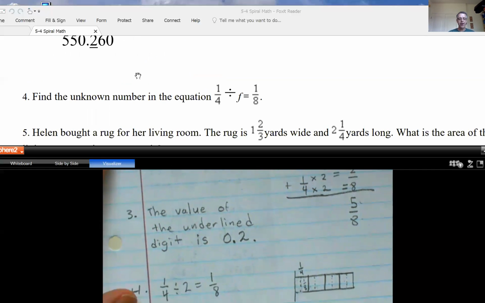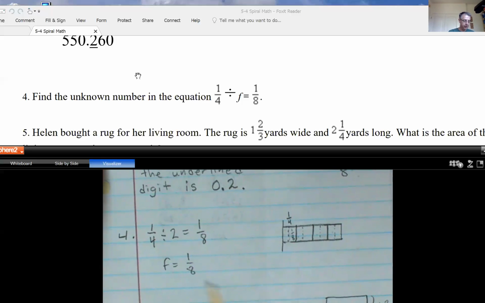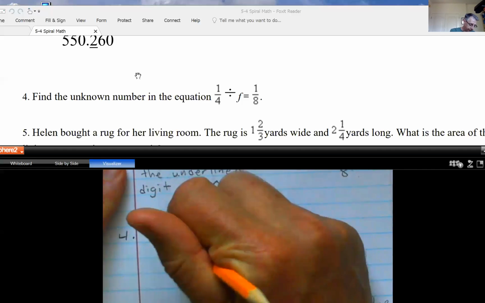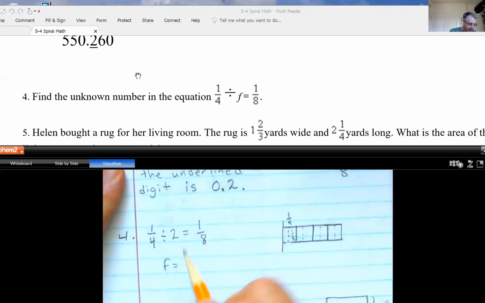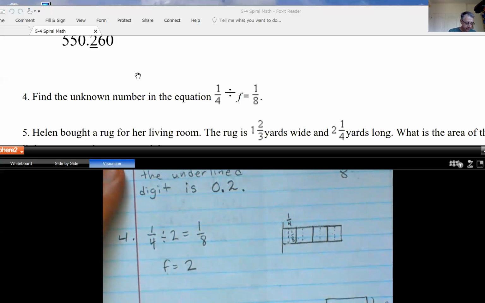For number 4, you're going to find the unknown number in the equation 1/4 divided by f, which is our unknown number, equals 1/8. The answer actually is 1/4 divided by 2 equals 1/8, so f equals 2. I did that by drawing a unit bar. I drew 1/4 right here. I divided it in half in order to get 1/8. And that meant I'd have to get 1/4 divided by 2 in order to get the fraction 1/8.